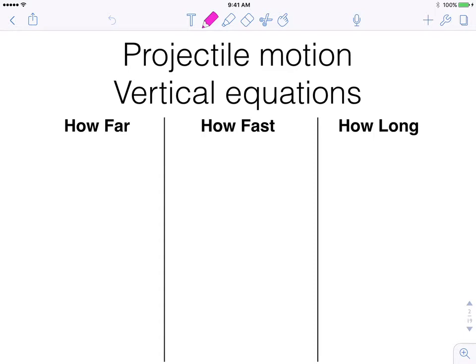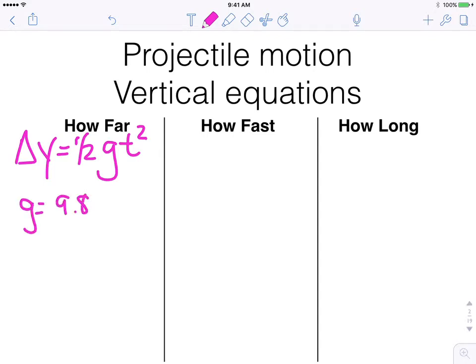The how far equation is asking you to solve for how far in the y direction, so it's delta y. It's equal to 1/2 g t squared. All right, gravity. Super easy, we all know this, 9.8 meters per second squared. Don't forget that's a negative. And then we have time, which is in seconds. Our delta y will be in meters.